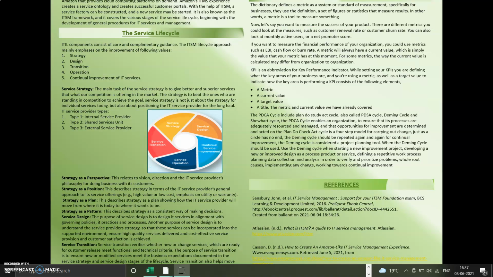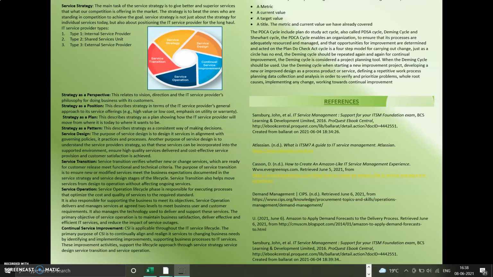The first one is service strategy. The main task of service strategy is to give better and superior services than what our competition is offering in the market. These could be of 3 types: internal service provider, shared service unit, and an external service provider. We can set a strategy as a perspective. We can also set a strategy as a position. We can also set it as a plan, pattern, etc.